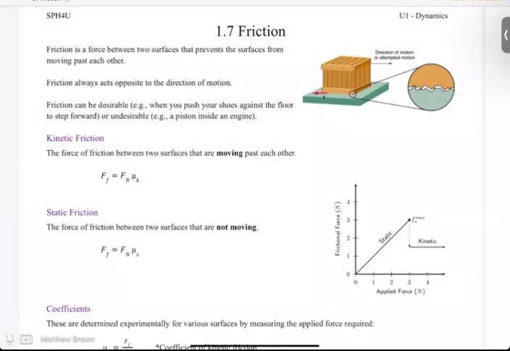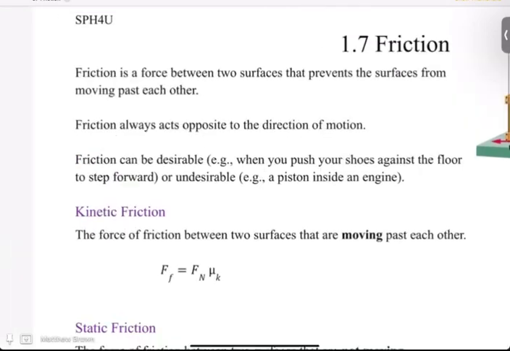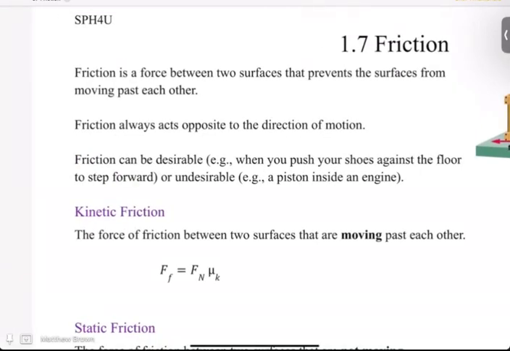So friction is a force between two surfaces that prevents the surfaces from moving past each other. Friction always acts opposite to the direction of motion. So that's a really key thing right there, that it's always opposite. So you can't really set it in any one particular direction with any coordinate system. You always just have to look at what the direction of motion is, or figure out what that is first.